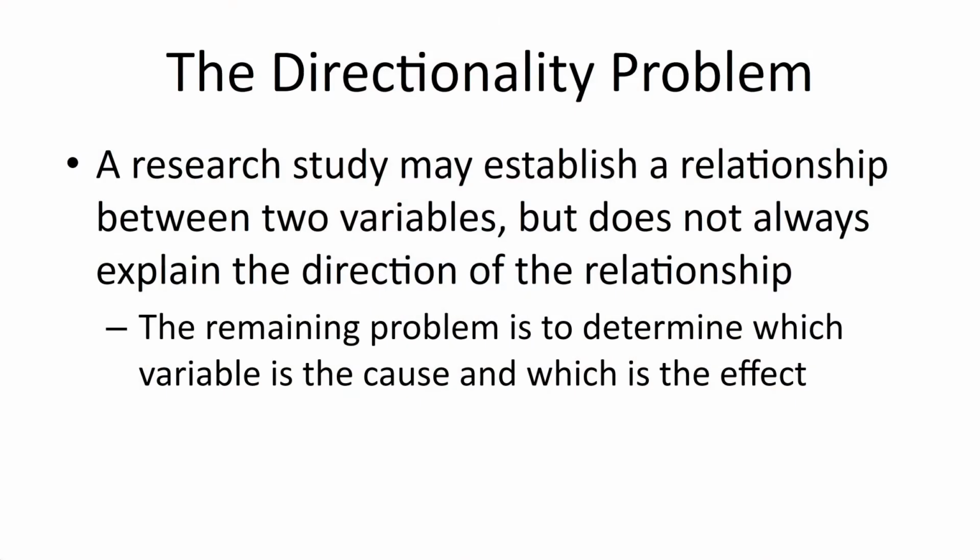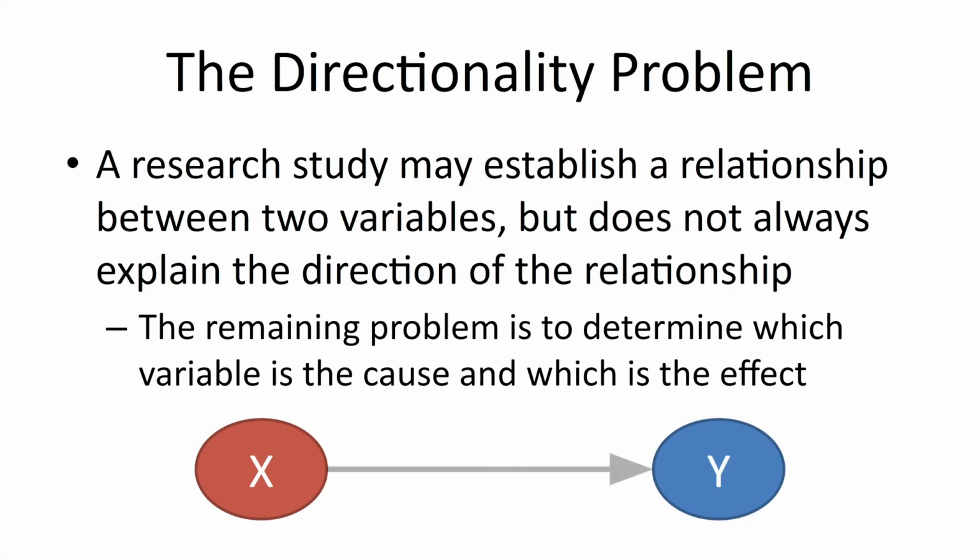There's a bunch of reasons why we shouldn't infer causation from correlation. The first of which is called the directionality problem. Just because a research study has established a relationship between two variables, that doesn't mean that we know which variable is the cause and which is the effect. Let's say we find a correlation between X and Y. It could be that X causes Y to change, or maybe Y causes X to change. We just don't know. We can't know unless we use a different study design. No correlational study will ever be able to determine directionality.